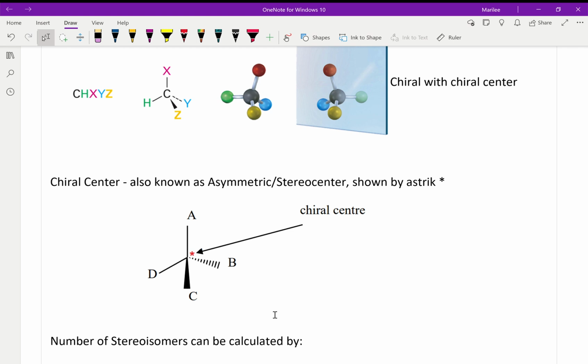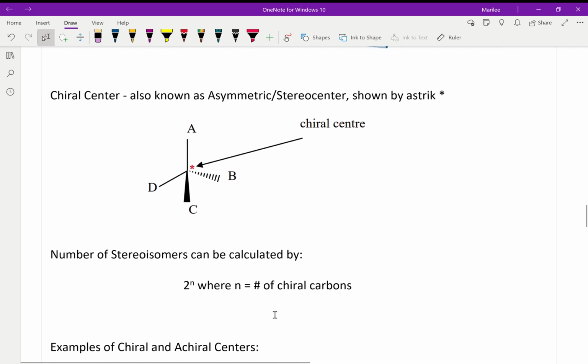So how do we calculate the number of stereoisomers? We take the number of chiral centers, carbons that we have, and the equation is 2 to the power of n, where n is the number of chiral carbons. For this above example, it's 1. So it would be 2 to the power of 1, let me write that here, and that is equal to 2.